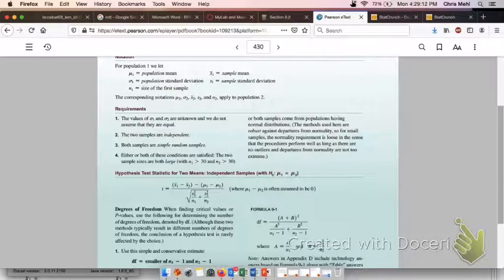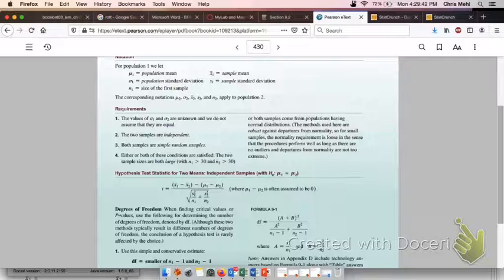And the fourth requirement, as you can see, now either or both of these conditions need to be satisfied. So the two sample sizes are both large, so both sample sizes are greater than 30, or both samples come from populations that are normally distributed. So it's just like the central limit theorem again. So if you have sample sizes smaller than 30 in either sample, then you need to make sure that both samples are coming from populations with normal distributions.